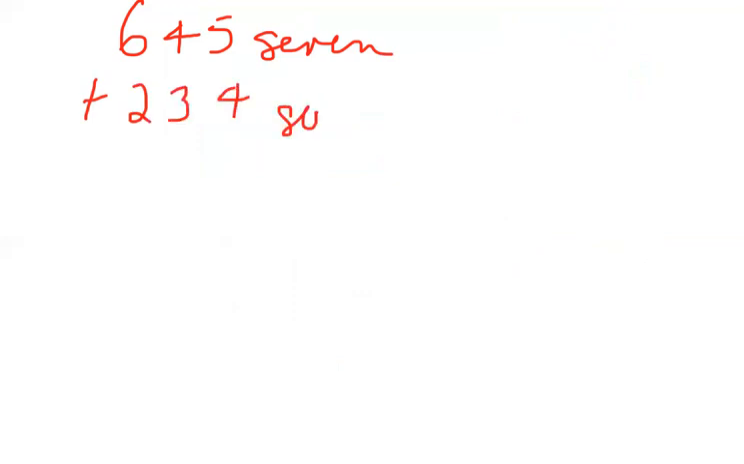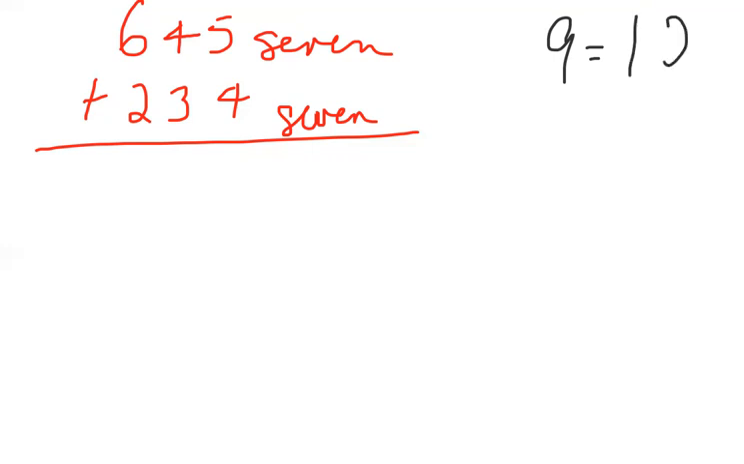So here we are. Let's do one that's a little bit more challenging. 6, 4, 5, base 7 plus 2, 3, 4, base 7. All right, everybody. So let's add 5 plus 4. That's 9. Can we use 9? Absolutely not. We've got to convert it. The base is 7, so we're going to convert it to a base 7 number. So we're going to take 7 divided into 9. 7 goes into 9 once, with what left over? 2. So you drop 2, carry 1.